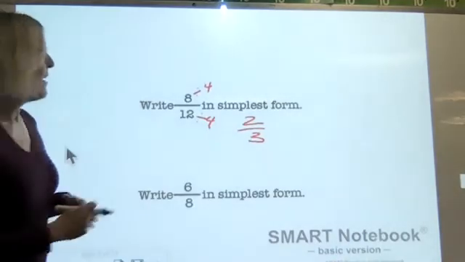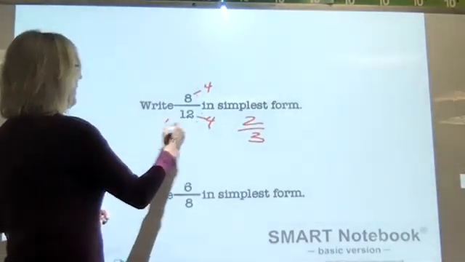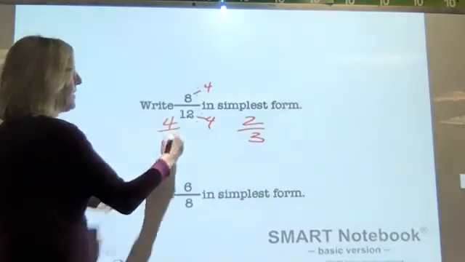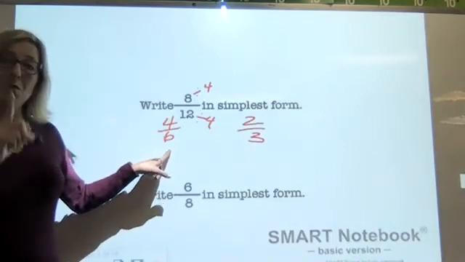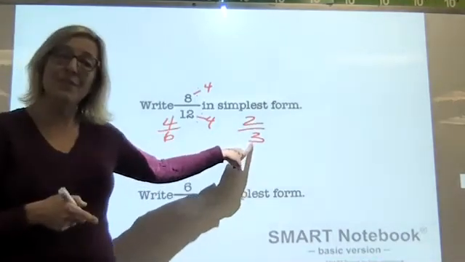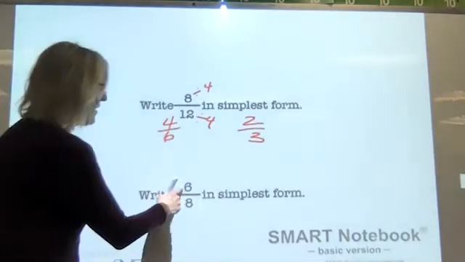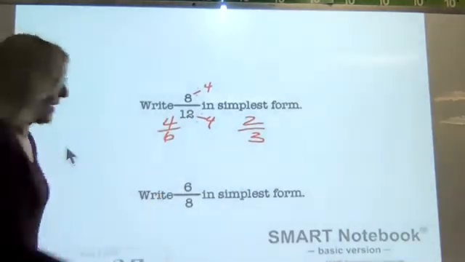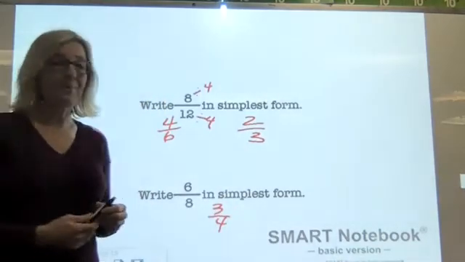Okay, now if you use 2, you would have gotten 4/6, which is fine if you want an equivalent fraction. But if you want simplest form, you have to use the greatest common factor. Okay, 6/8, greatest common factor would be 2 in this case, and that would give you a fraction of 3/4.